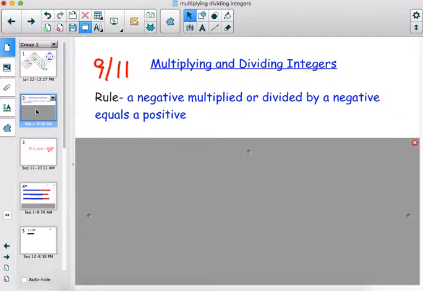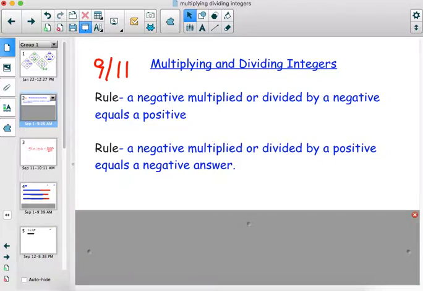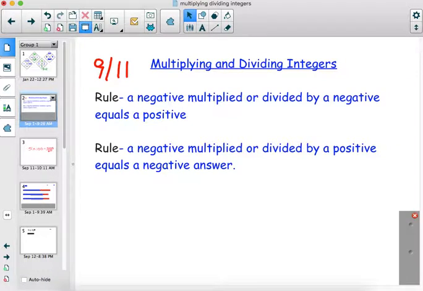All right, the rule. A negative multiplied or divided by a negative equals a positive. The other rule is a negative multiplied or divided by a positive equals a negative. The good news is multiplying and dividing is easier to understand than adding and especially subtracting. So we've already done the hardest thing first, which was subtracting.